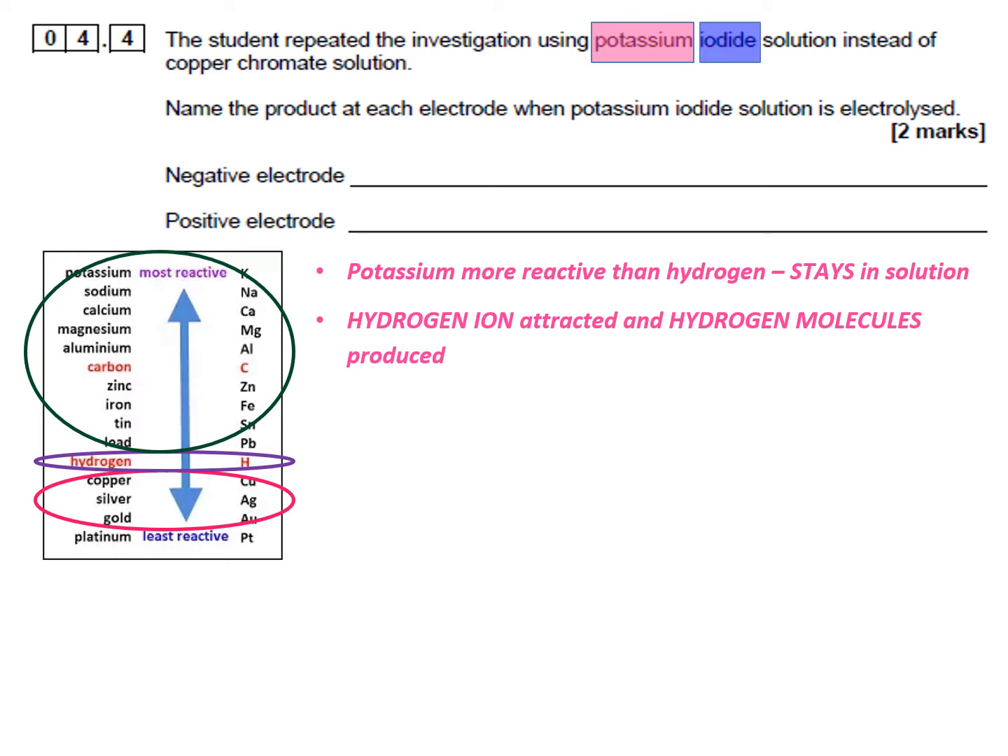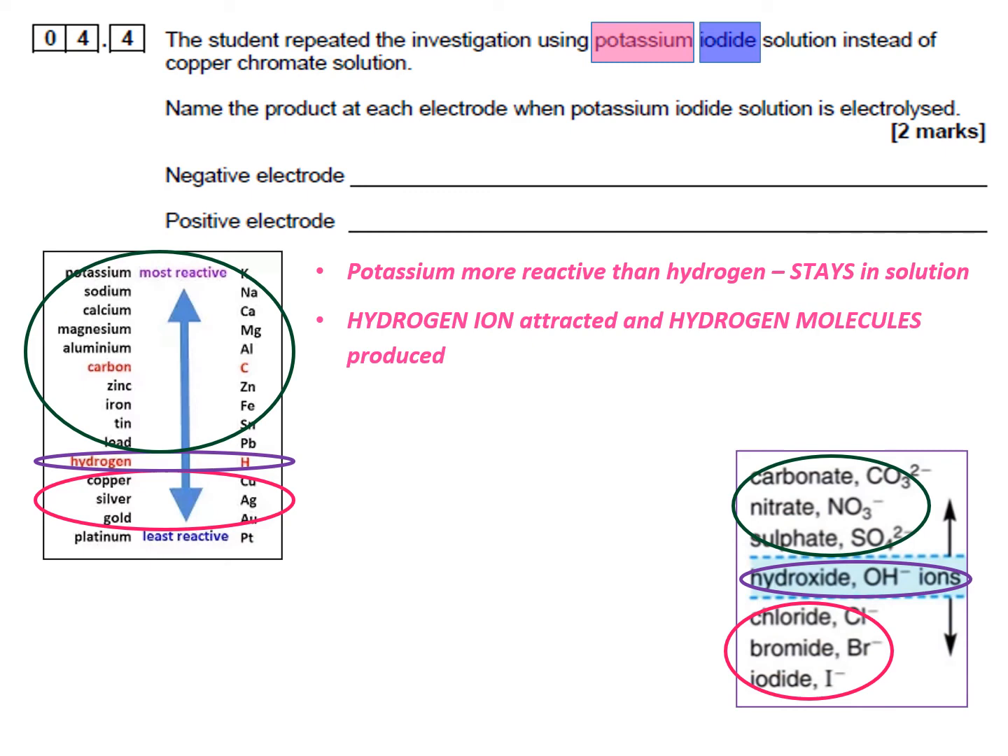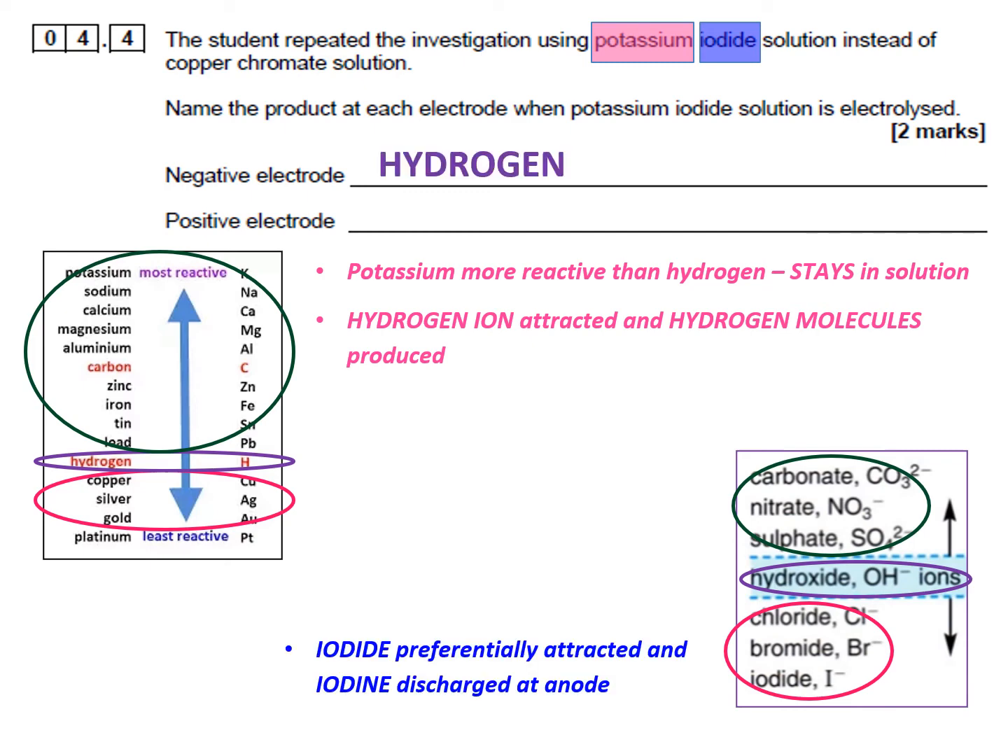And at our positive side, we'd see our negative ions being attracted, in this case the iodide. Halides are low in reactivity, they are displaced, therefore we would see hydrogen at the negative, and we would see iodine at the positive.